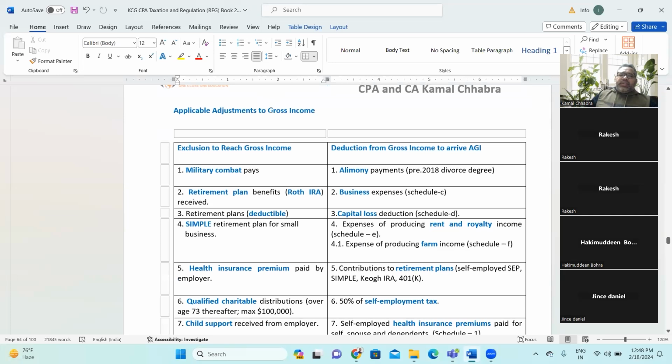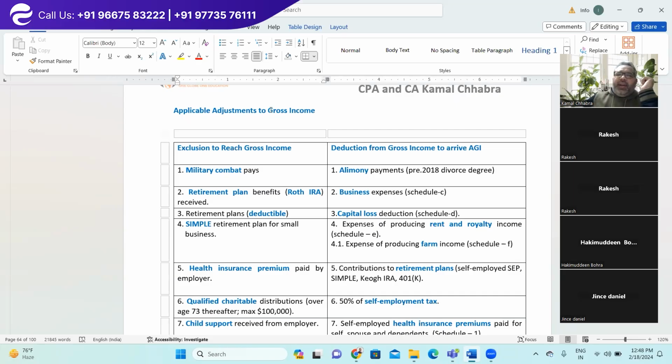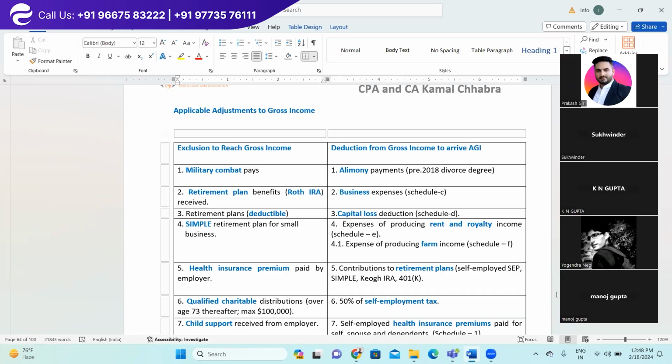Now we will be discussing the deduction from gross income to arrive at adjusted gross income. So the first one is alimony. I hope you remember this point; we also touched base on it when we did our introduction classes. Alimony came under the TCJA 2017 under the Donald Trump administration.